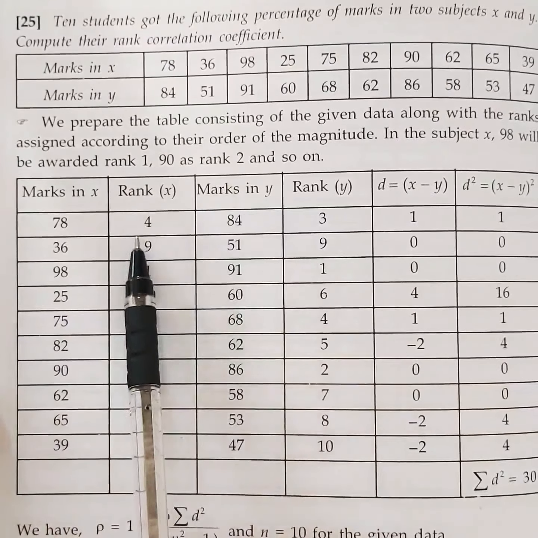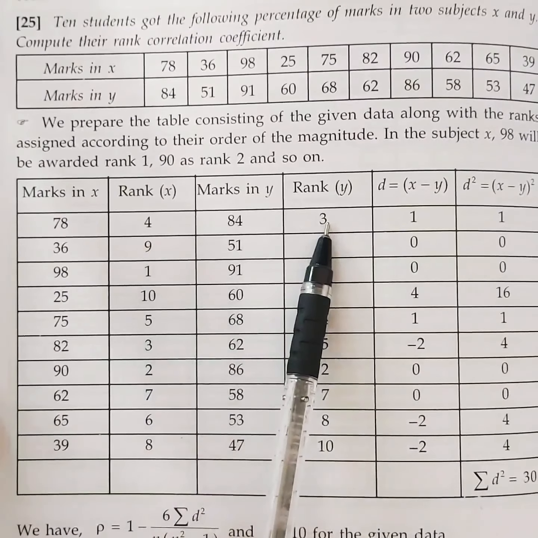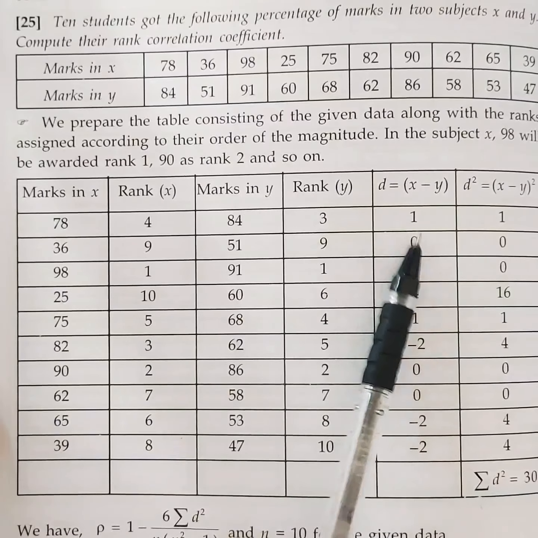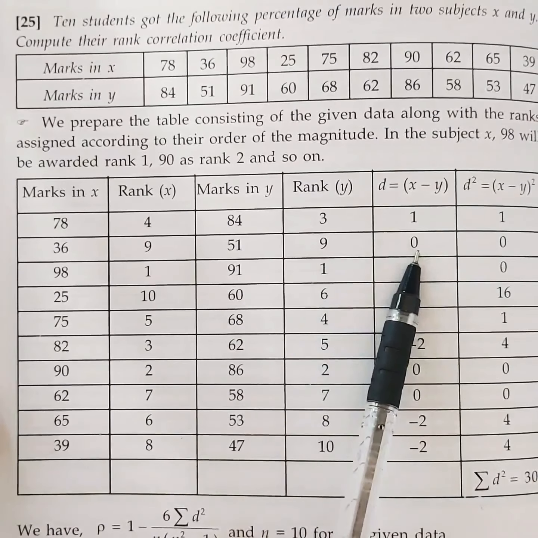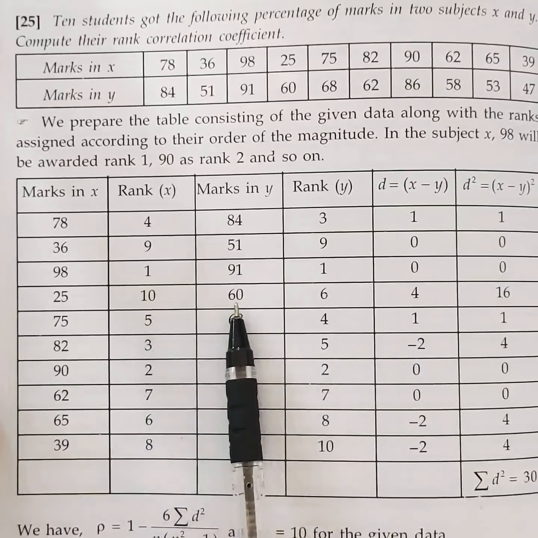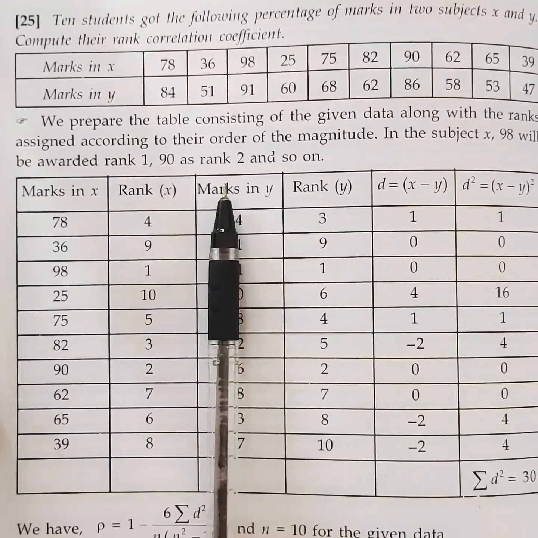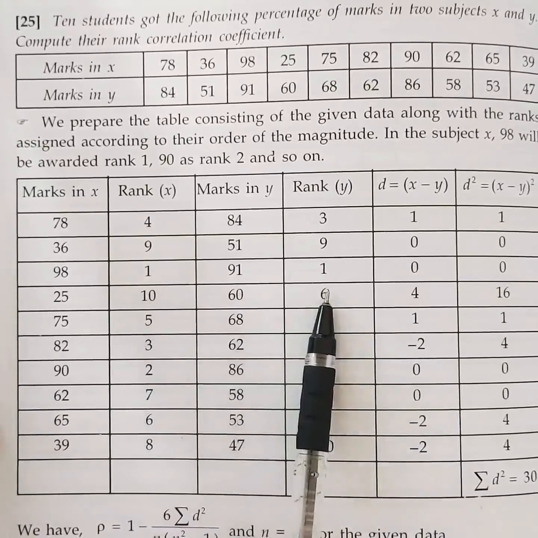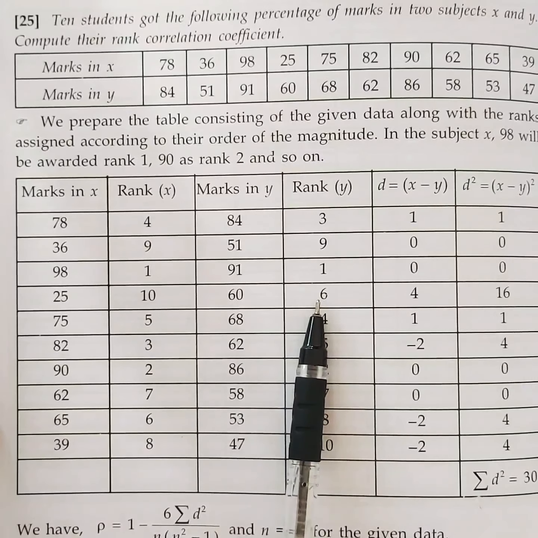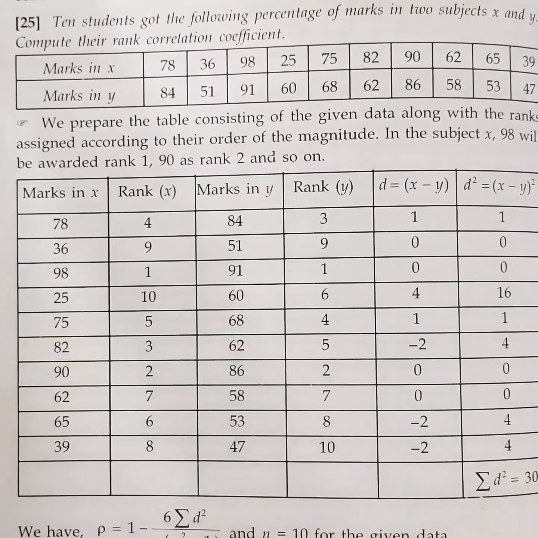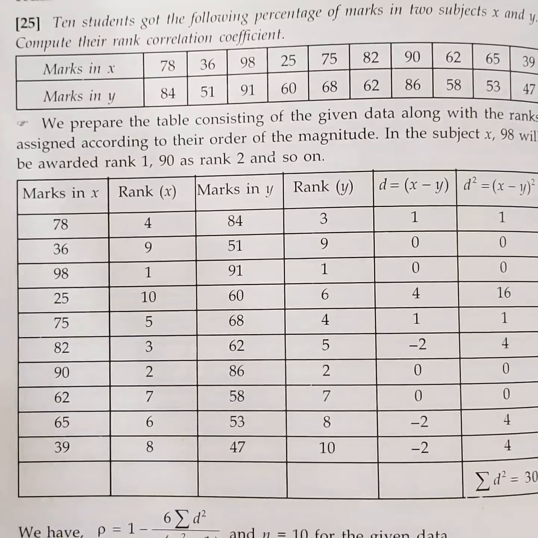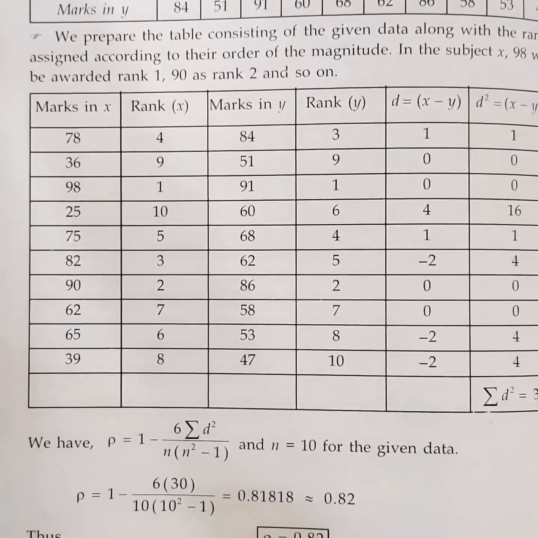So what do we have? X and Y ranks. 4 minus 3 whole square, 1 difference. Then you can write directly 9 minus 9 whole square, 0. 10 minus 6, what do we have? 4, 4 square 16. So in case they don't give the rank, you have to assign it on your own. Finally you find the summation, and the formula is the same.